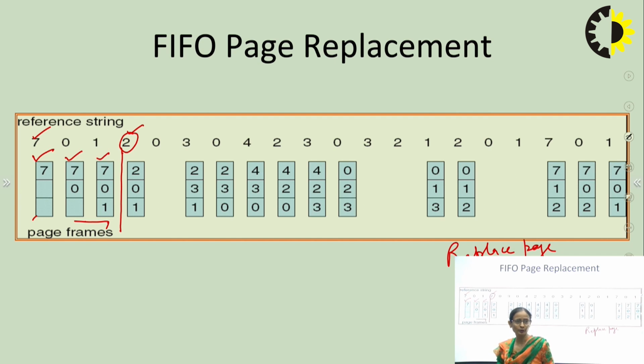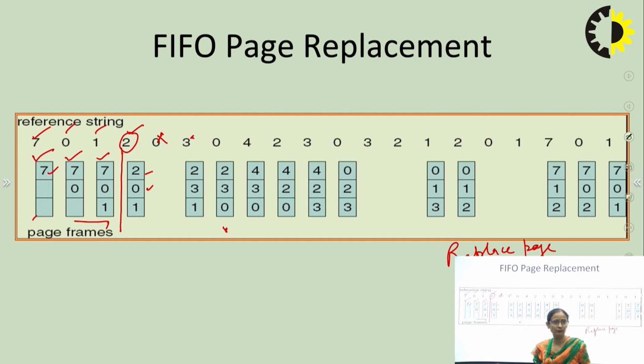Now who is going to be the victim, the one which has been brought into the memory first? In this case, 7 has been brought into the memory first. So we are going to replace 7 with 2. Now for 0, it is present in the memory, so no page fault. In the case of 3, it is not present in the memory.